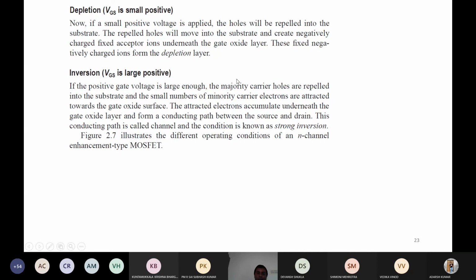If it is large enough, the majority charge carriers, that is holes, are repelled into the substrate, and a small number of minority charge carriers present inside will be attracted towards the gate oxide surface. These attracted electrons accumulate underneath the gate oxide layer and form the conduction path between the source and drain. This conducting path is called the channel, and this condition is known as strong inversion. So it should be in the strong inversion condition, then current will flow between source and drain, or between drain and source.